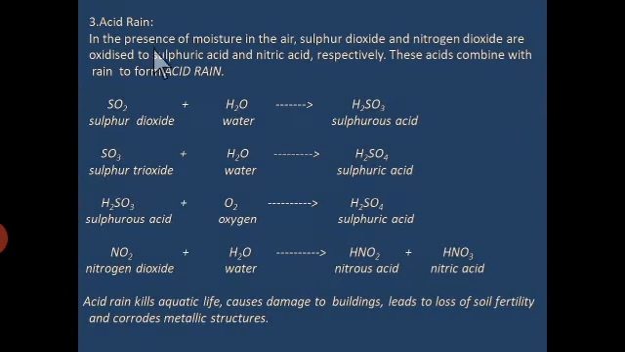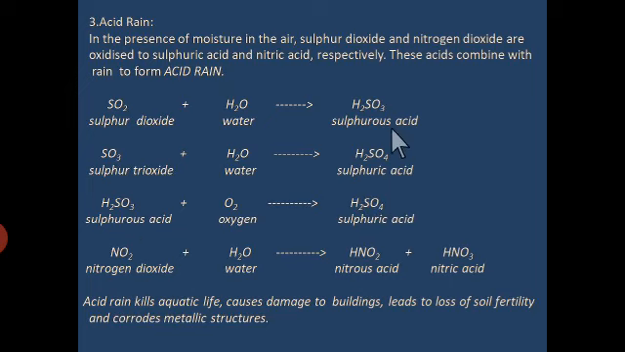Acid rain. In the presence of moisture in air, sulfur dioxide and nitrogen dioxide are oxidized to sulfuric acid and nitric acid respectively. These acids combine with rain to form acid rain. Let us see the reaction, how acid rain is formed. Sulfur dioxide plus water gives sulfurous acid. Sulfur trioxide plus water gives sulfuric acid.